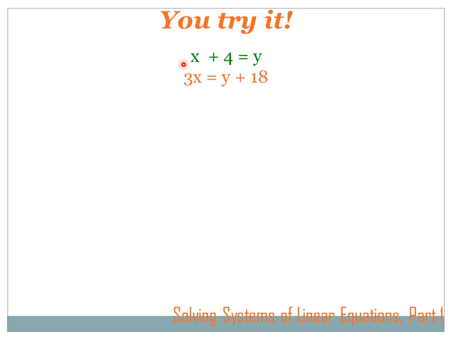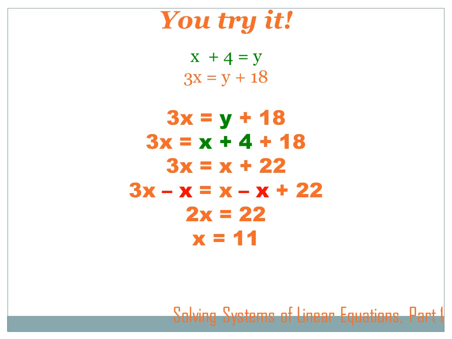And we already know that y equals x plus 4, so I think that second method is going to be a little bit easier. Let's substitute x plus 4 for that y in the second equation and solve it. I've got 3x equals y plus 18, and I'm going to substitute x plus 4 for y. Then I'm just going to solve the equation. And I end up with x equals 11.